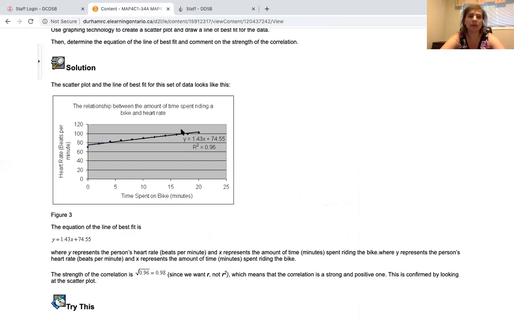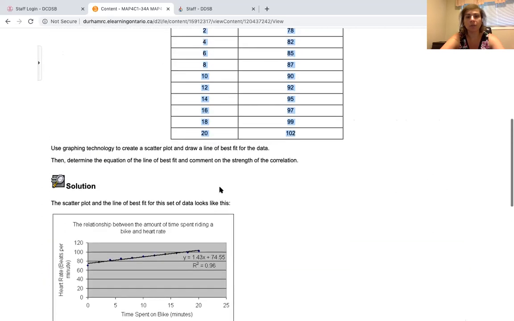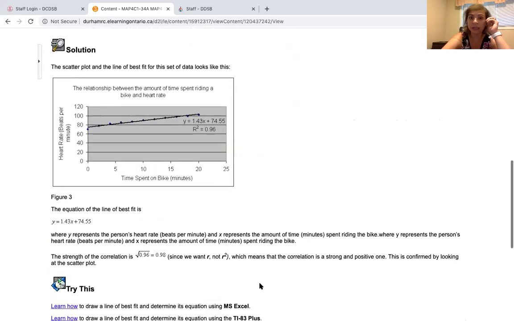Now, basically, that's my equation. Y equals 1.43x plus 74.55 with an R square of 0.96. Now I still have to find the R value. So I'm gonna have to square root 0.96, and that would give me 0.98. Because my graph is moving upward, it's a positive, and it's a very strong positive correlation, okay? Because it's a positive 0.98. All right, so this is how you do this in Excel.